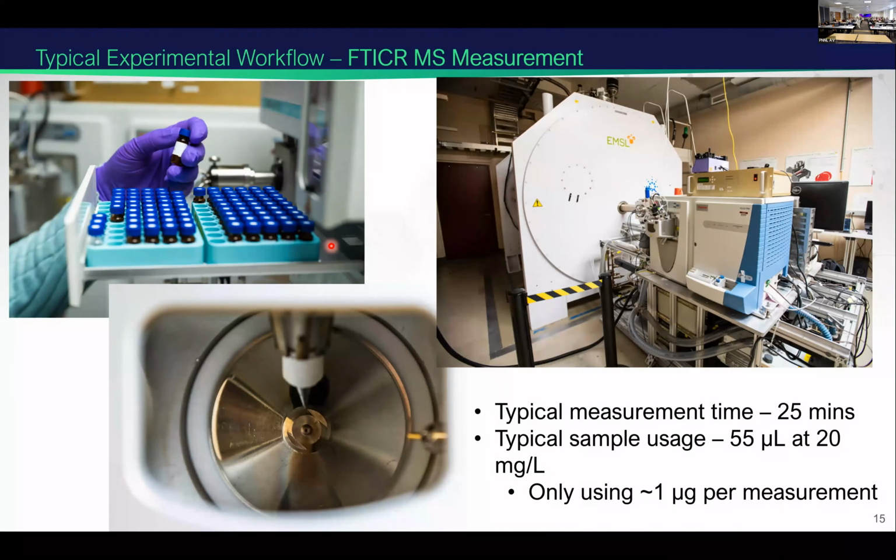One thing to note, our typical measurement time is about 25 minutes or so per measurement. And we typically use about 50 microliters or so at a concentration of 20 ppm, which works out as only using about 1 microgram of carbon per measurement. But obviously, we can't just start with 1 microgram because of losses throughout everything that we do.